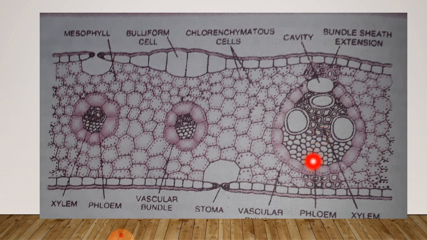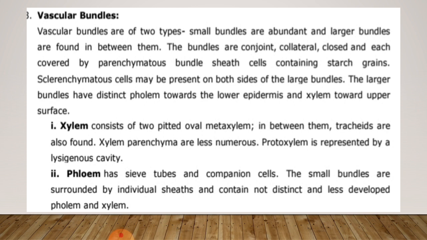In case of large vascular bundles, xylem consists of two pitted oval metaxylem. In between them, tracheids are also found. Xylem parenchyma is less numerous. Protoxylem is represented by a lysigenous cavity. There are two types of xylem: protoxylem and metaxylem. Phloem has sieve tubes and companion cells.